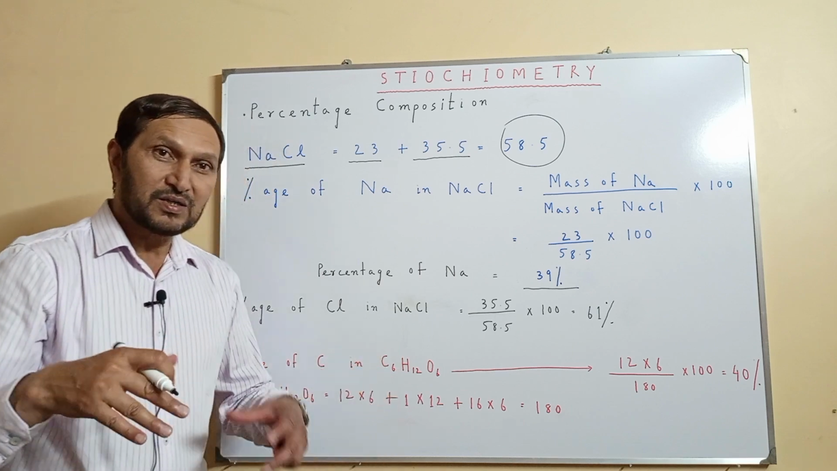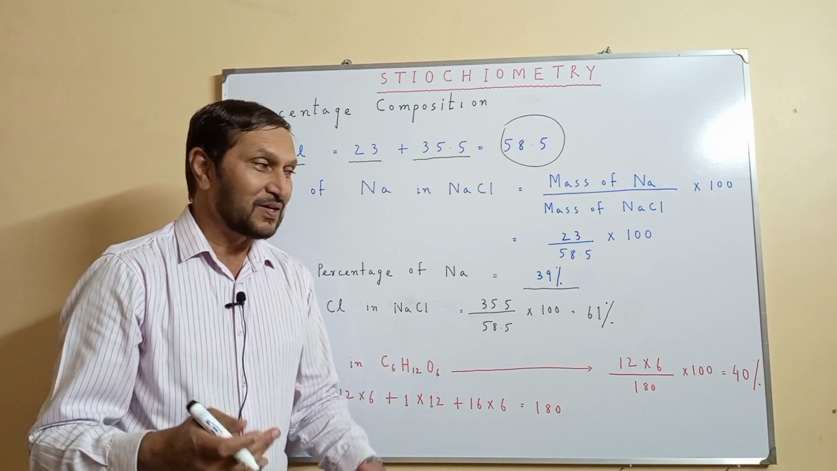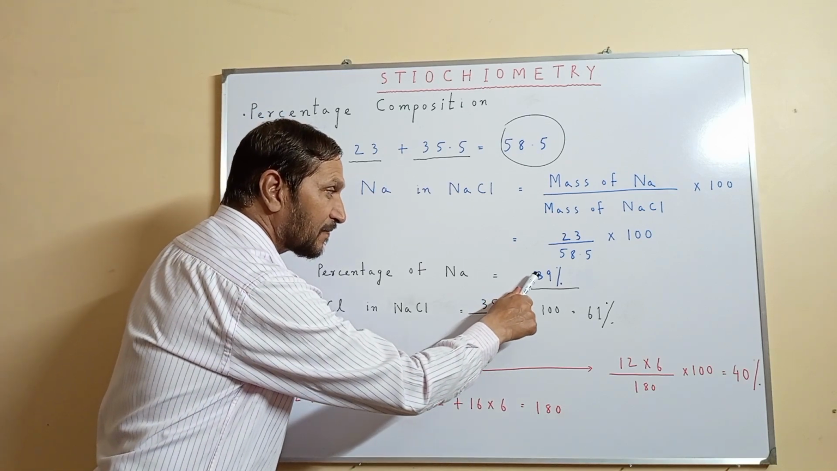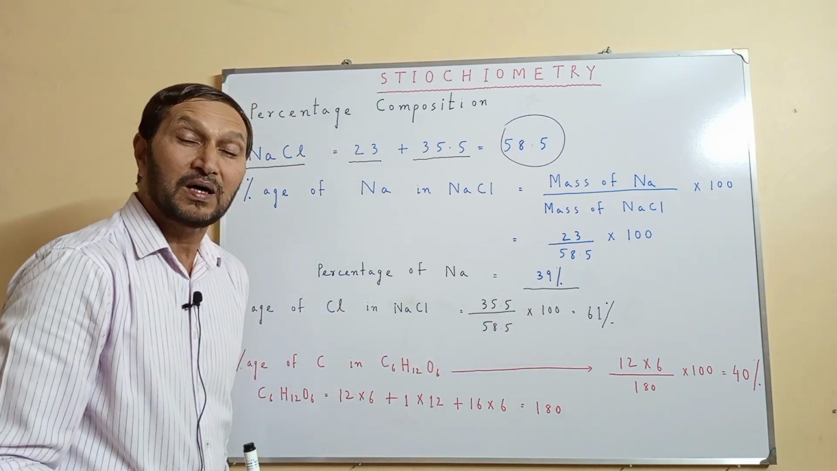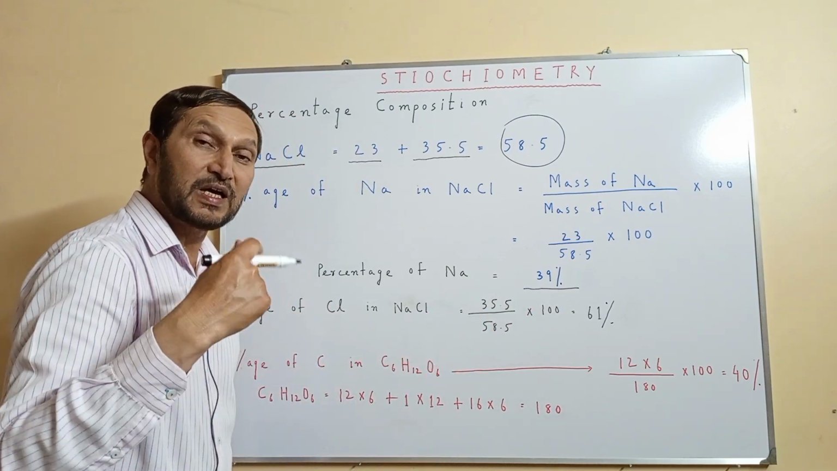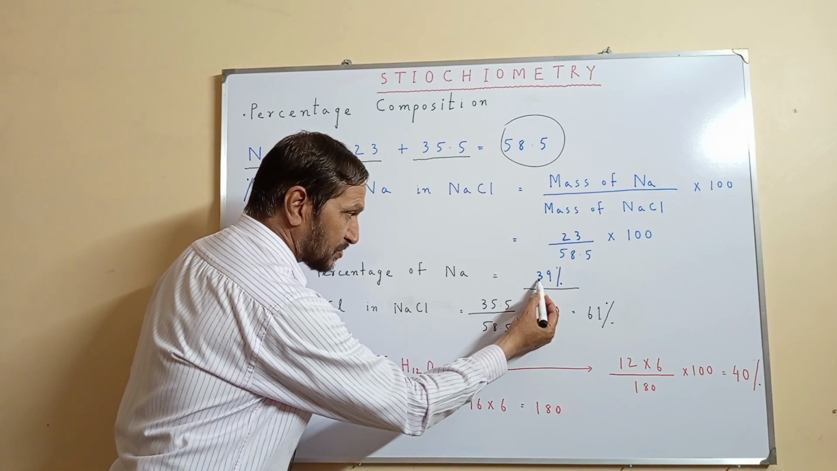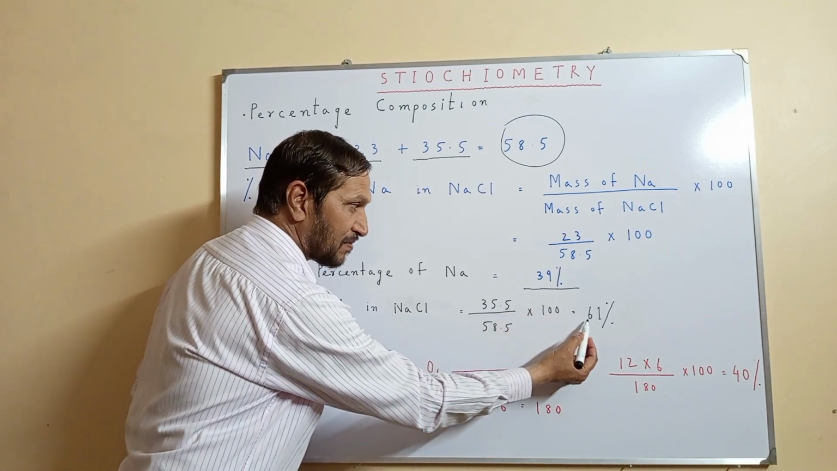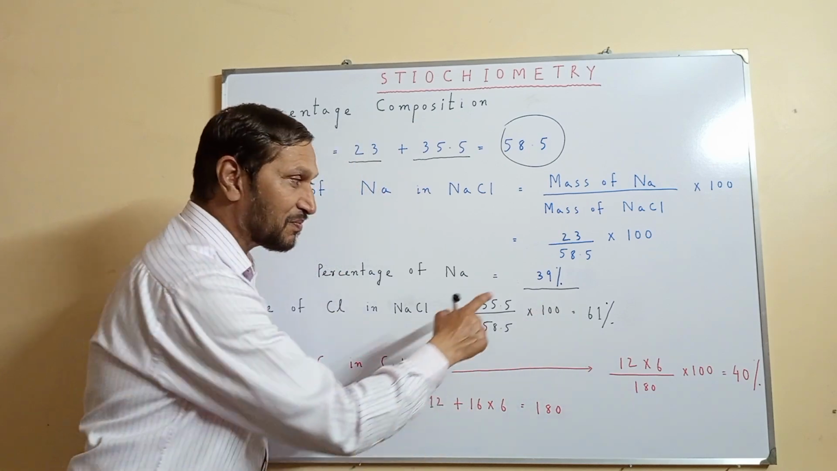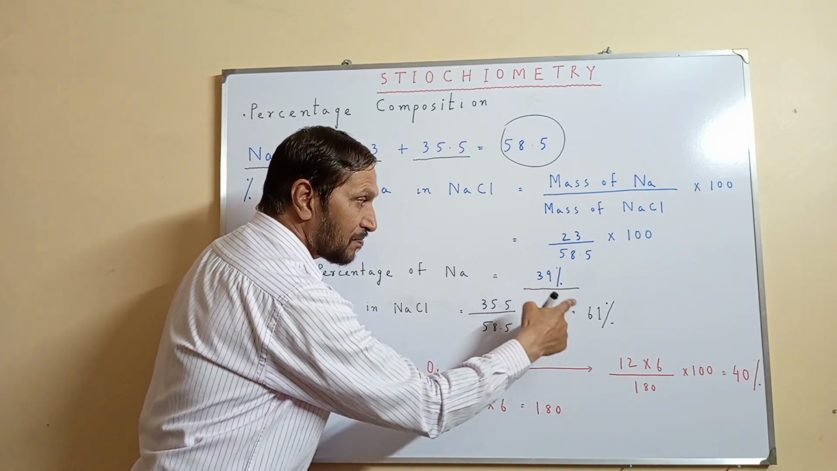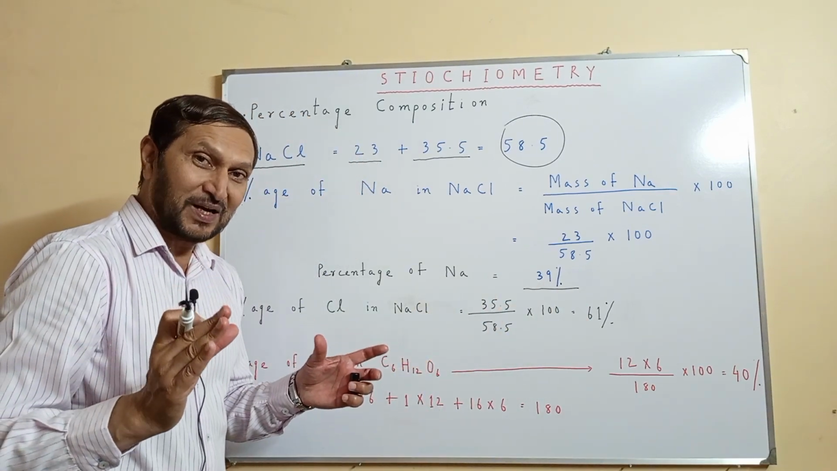In order to verify that you have done all the calculations correctly, add all the percentages of all the elements. It should become 100. For example, here the percentage of sodium is 39% and the percentage of chlorine is 61%. When you add these two values, it will become 100%. 39 plus 61 becomes 100. It means that our calculation is correct.